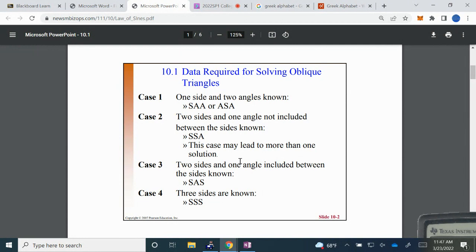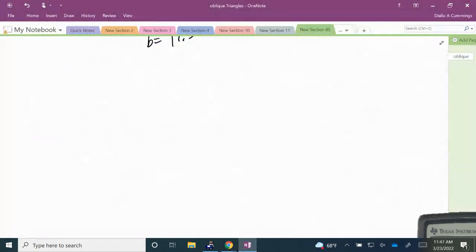We have case number 3, which is the side angle side. If you're given two sides and an included angle between the sides, that's enough information to solve an oblique triangle. And then case number 4 is all three sides. I'm actually going to sketch these things out.